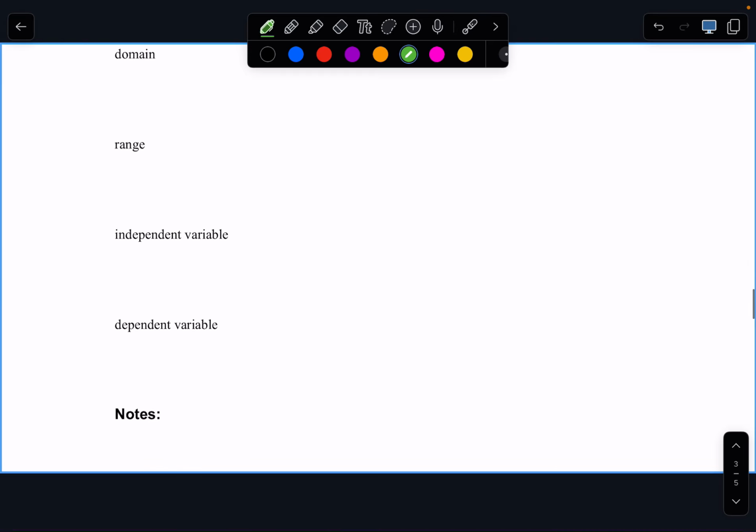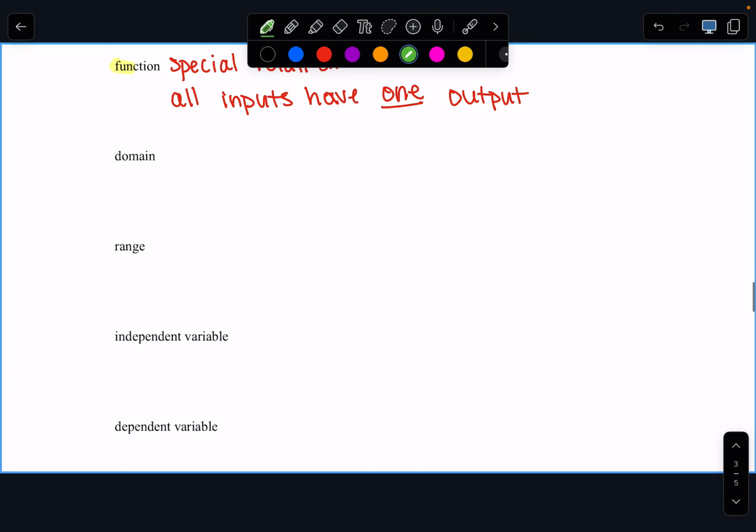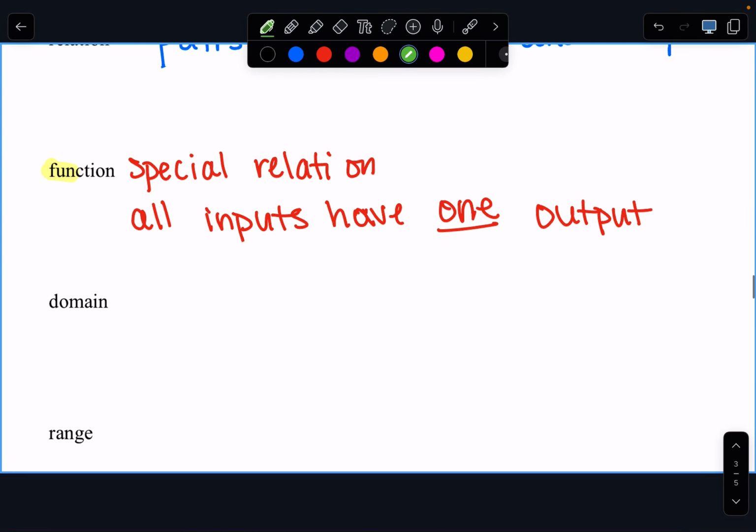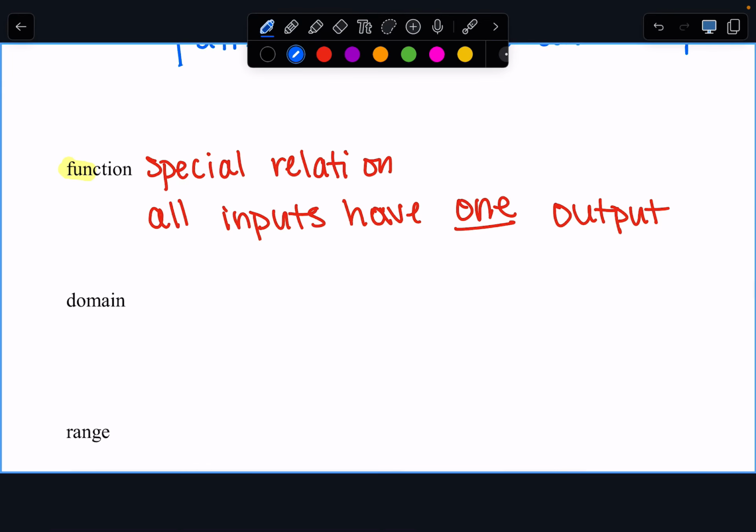Okay? So, I know I'm all over the place here, people. But I want you to briefly turn back to this. And I want you to put a star right here and write vertical line test.